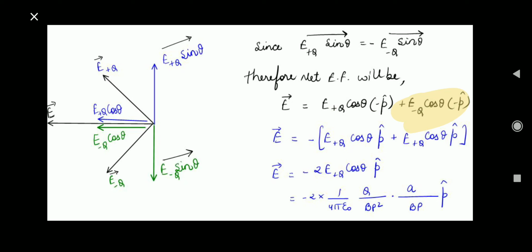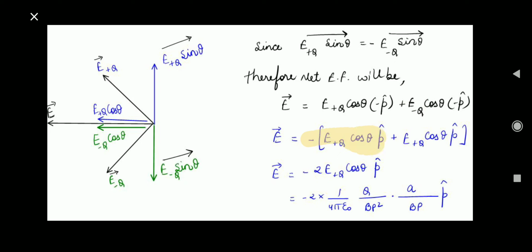So this minus sign here and here we have taken common and written outside. Then in the bracket we have E plus Q cos theta and E plus Q cos theta. But here you can see E minus Q we have written. In place of E minus Q we have written E plus Q. The reason, as you all know, is that the magnitudes are equal. Both have the same magnitude, so we can write E plus Q in place of E minus Q.